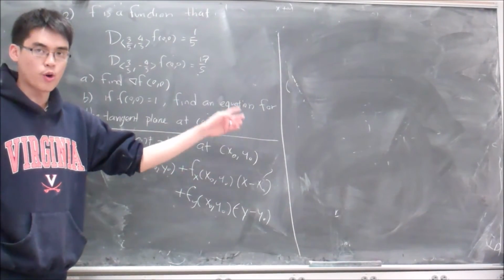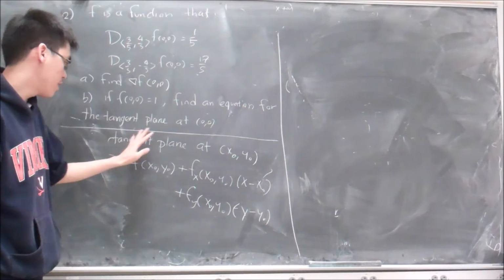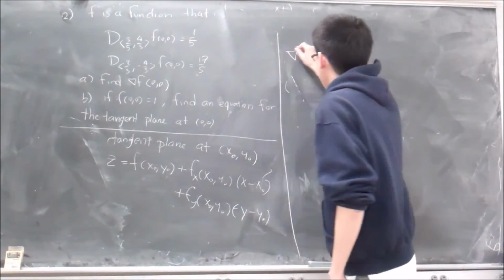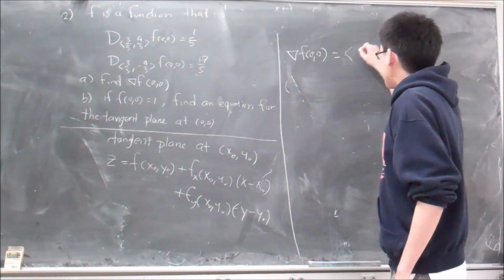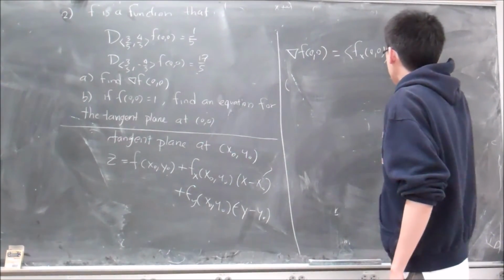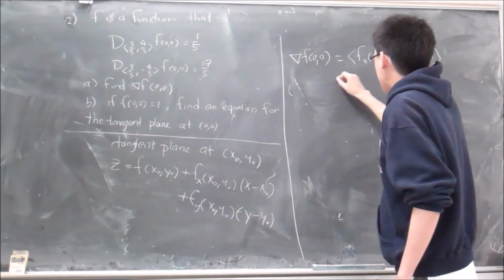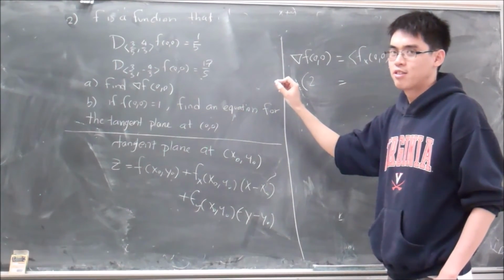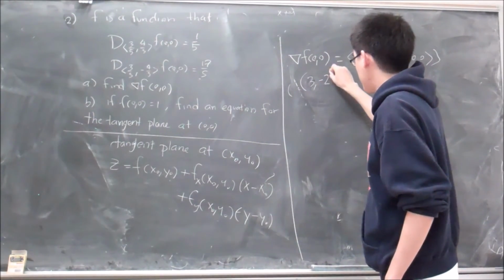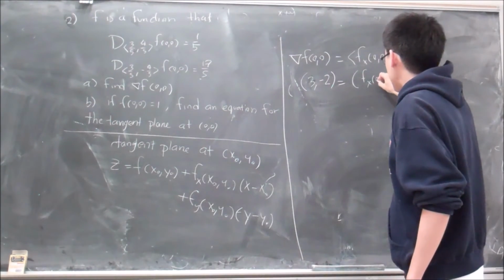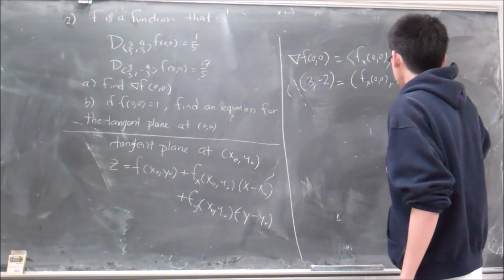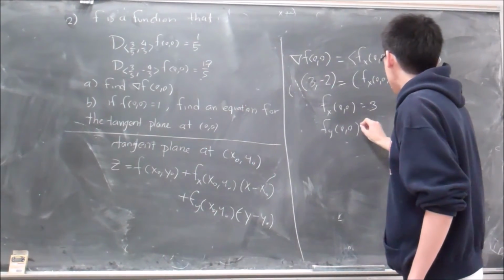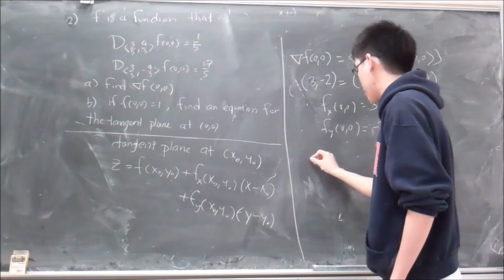In this case, x0 equal to y0 equal to 0 because we want the point at (0,0). And in this equation, we know everything. Well, you might wonder how do we get fx and fy? That's part A, simply because the gradient of f at (0,0) is (partial x at (0,0), partial y at (0,0)). And we know from part A that it is (3, -2). Therefore, fx(0,0) is 3 and fy(0,0) is minus 2.